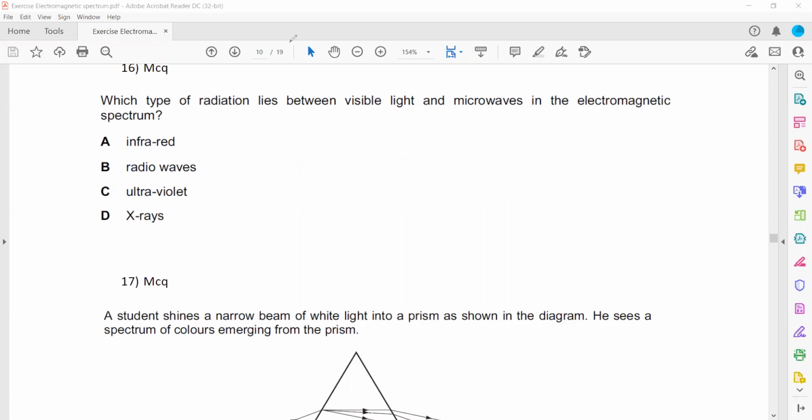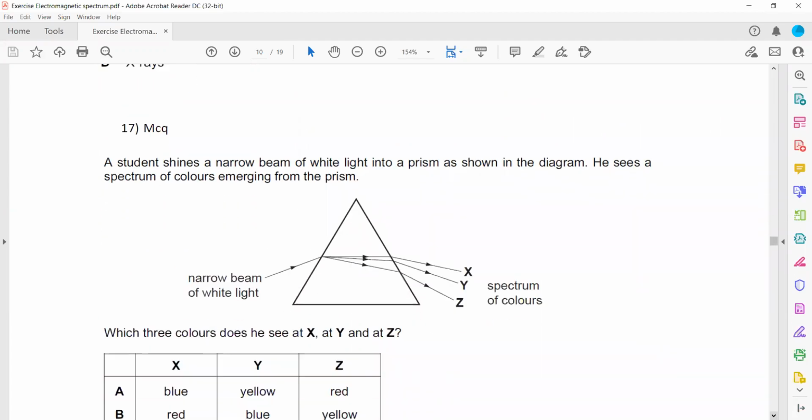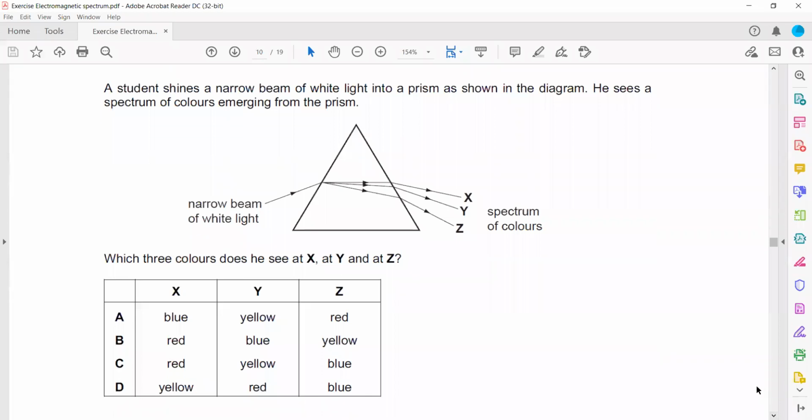So it is very important that you learn the order both ways, like increasing frequency and increasing wavelength. The student shines a narrow beam and sees different colors. So violet, indigo, blue, green, yellow, orange, and red should be there. The one which bends the least should be red. So X should be red. So either B or C will be the answer.